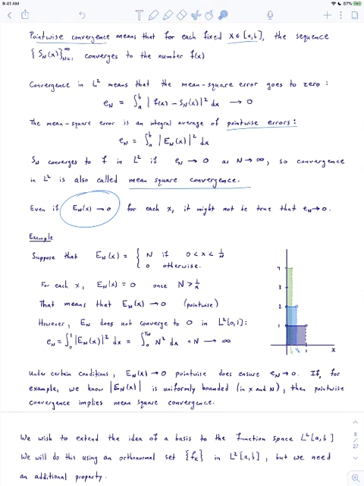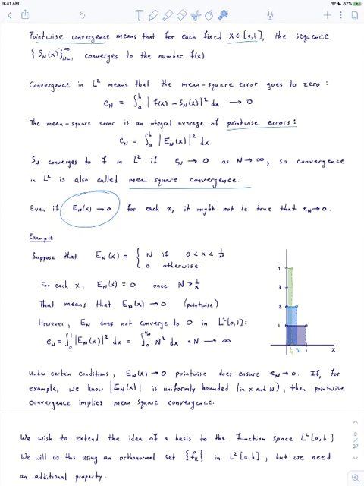For each x, if you fix an x, the pointwise error e_n at x is eventually 0 once n is beyond 1 over x. 1 over x is always going to be between 0 and 1, so capital N is eventually going to be bigger than 1 over x. That means that e_n at x goes to 0 pointwise. But e_n doesn't converge to 0 in the L2 norm.